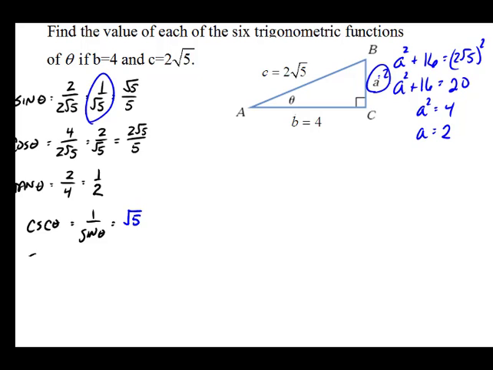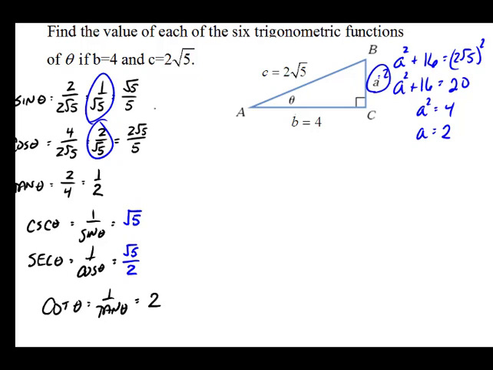If I look at the secant of theta, that's 1 over the cosine of theta. And again, I'm just going to look at 2 over the square root of 5. The reciprocal of that would be the square root of 5 over 2. And then finally, the cotangent of theta is 1 over the tangent of theta, and the reciprocal of 1/2 is just 2. So we have all of our trig functions. We first find all the sides of the triangle with the Pythagorean theorem, and then we can just take the ratios of our triangle to find the 6 trig functions.